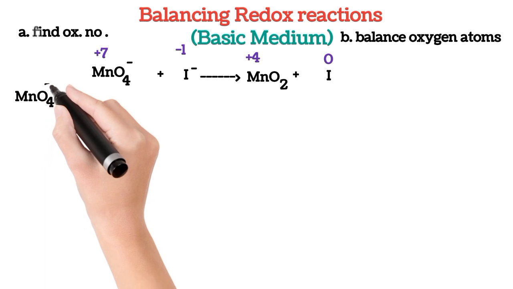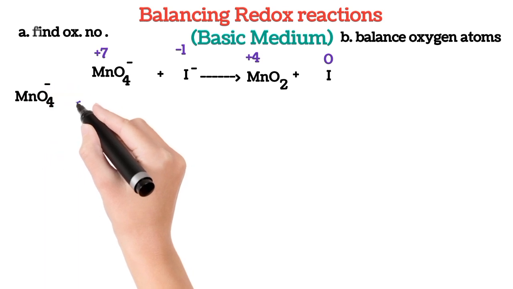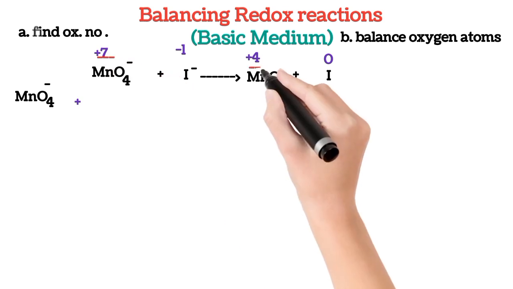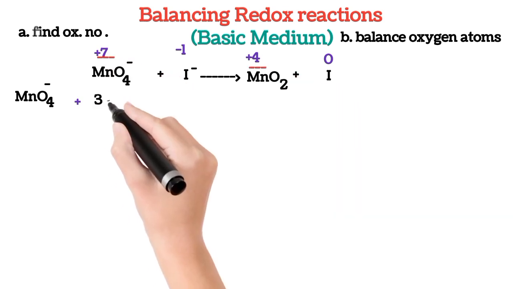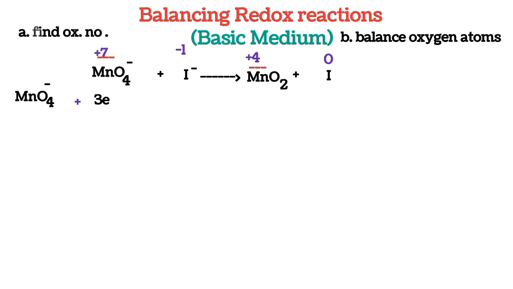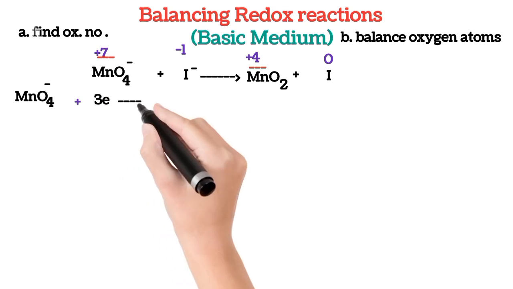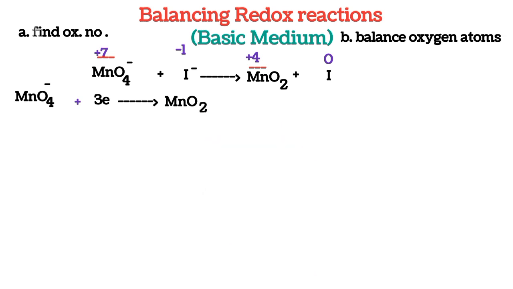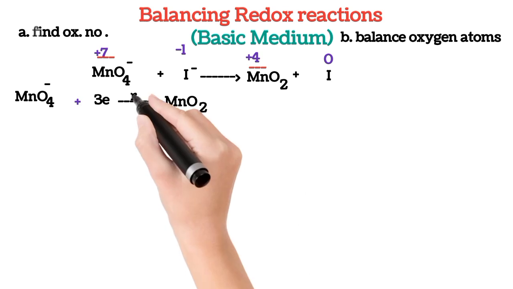Let's write the half equations. The MnO4 minus ion has gained 3 electrons because the oxidation number changed from plus 7 to plus 4. That is reduction, a decrease in oxidation number. It has gained 3 electrons and is reduced to MnO2, where it has an oxidation number of plus 4. And this is going to be the reduction half equation.